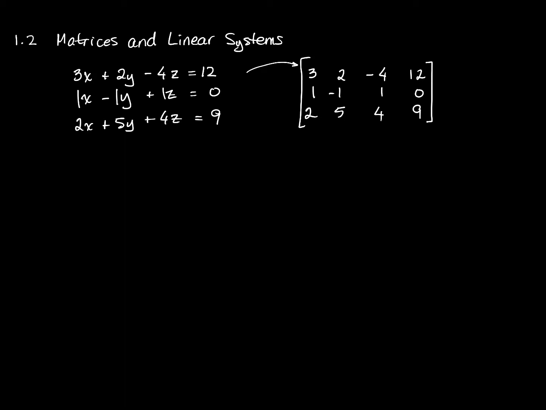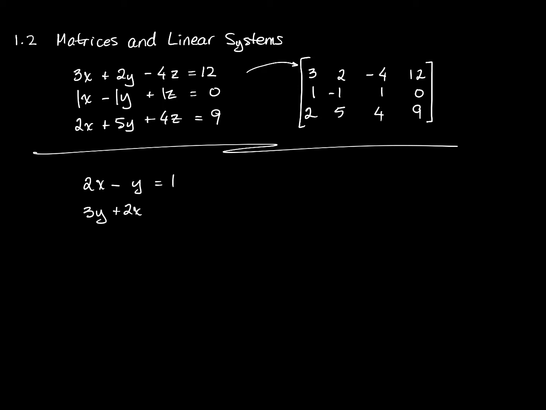It's important that the coefficients for each variable line up. In other words, if I had, I'll do a smaller one here, 2x minus y equals 1 and 3y plus 2x equals 0, just copying that down, 2, -1, 1, 3, 2, 0, that would be problematic, because what I'm saying here is these are my x's, these are my y's, and those are my constants. And that's not true. This is an x, so it's in the wrong column.